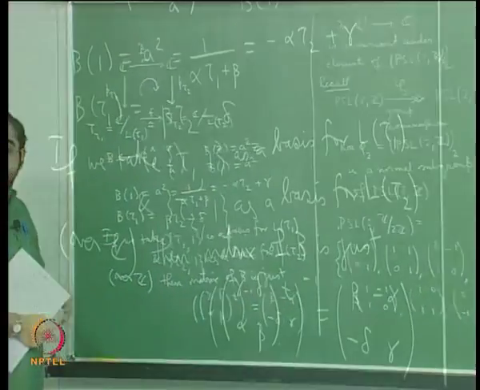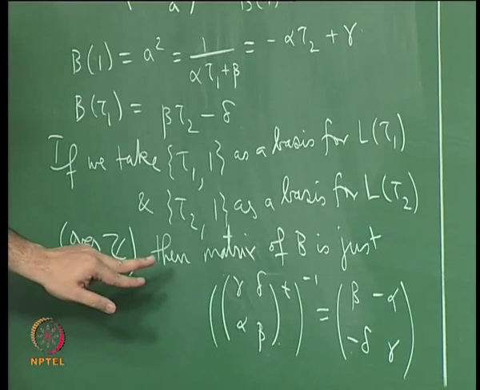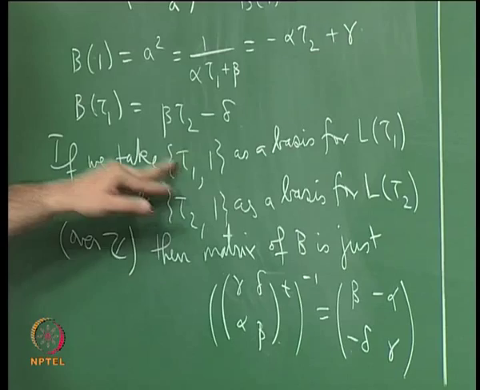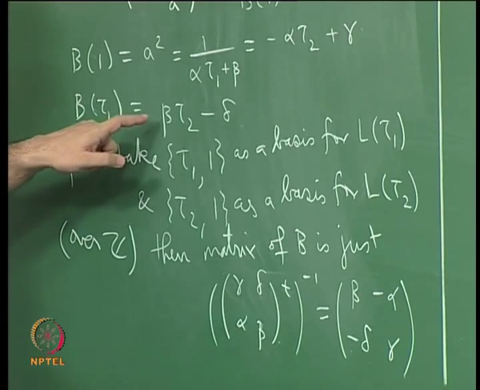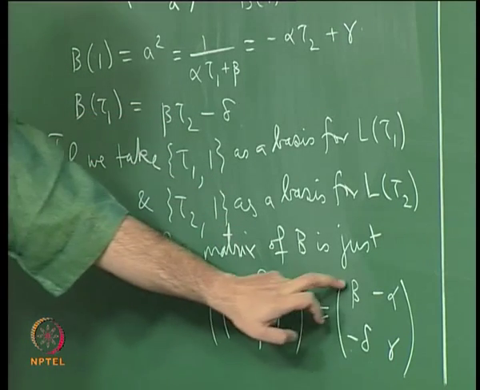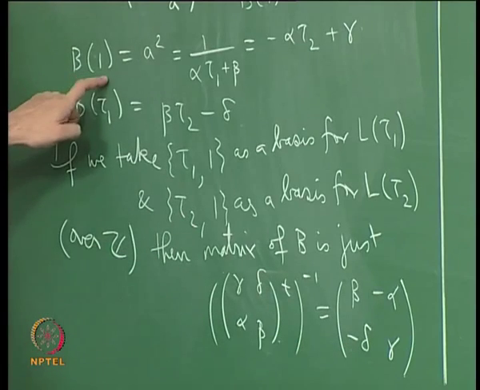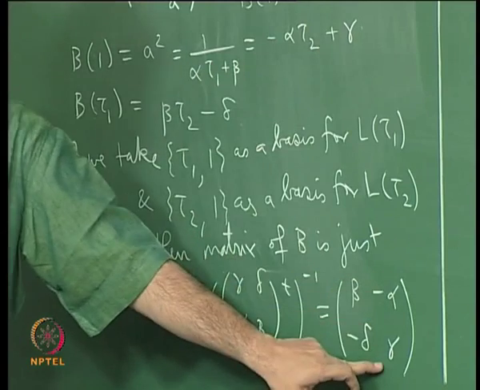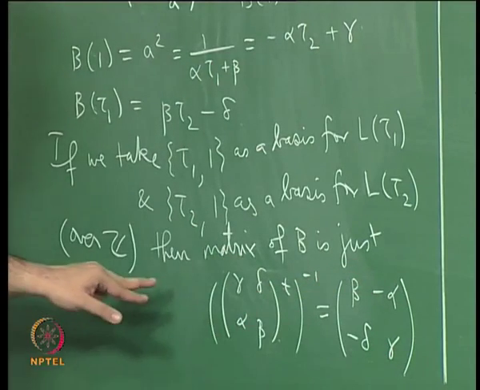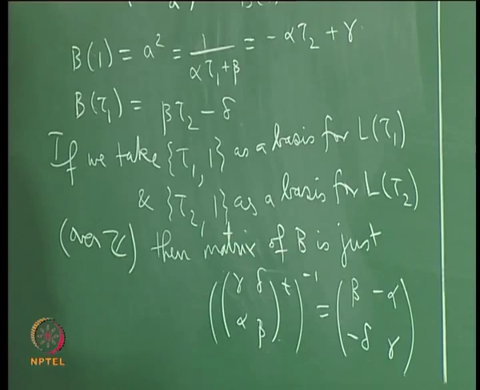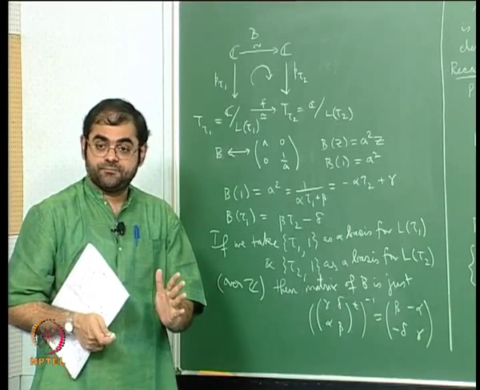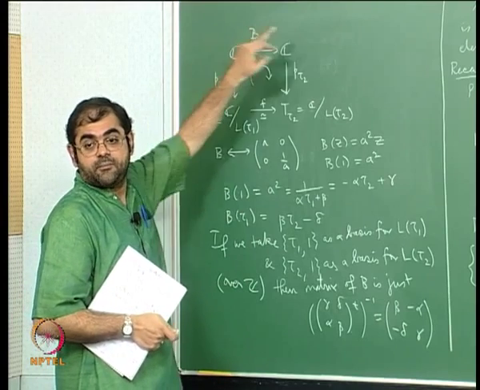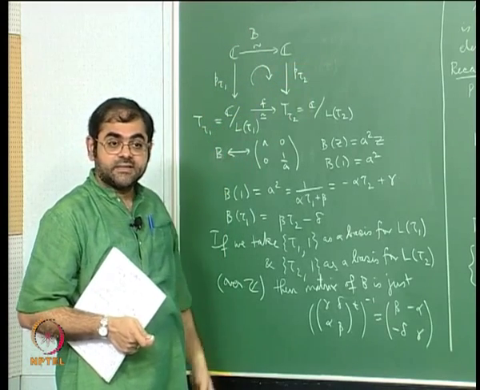Okay, so because you see B of tau 1, B of the first basis vector, gives you beta comma minus delta, which is the first column, and B of the second basis vector 1 gives you minus alpha, gamma, which is the second column. So this is exactly this. So when I say matrix of B, you restrict B to the lattice L tau 1, you get a bijective map onto the lattice L tau 2, that's a Z linear map.